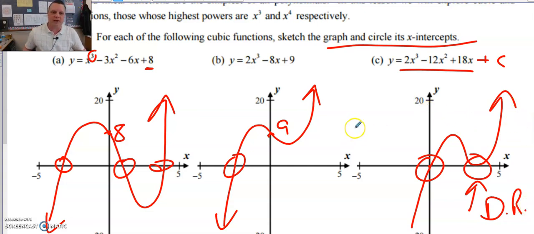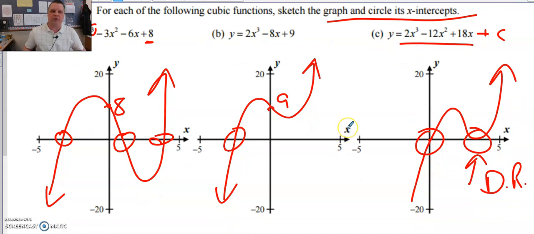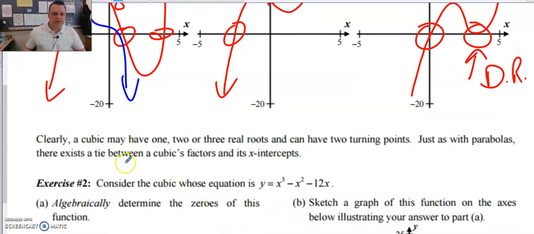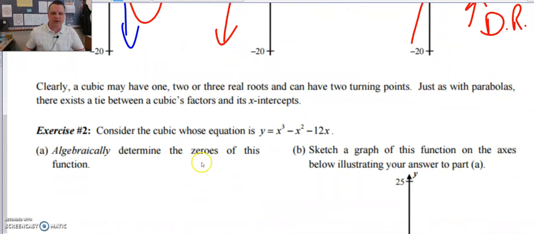And of course, these are all positive x cubed, so that's why they go in that direction. If they were negative x cubed, remember they would go in the other direction, just as it ties with this. The x-intercepts, we talked about that.